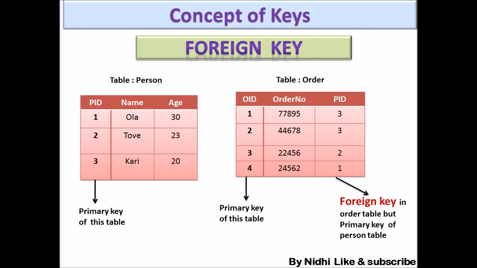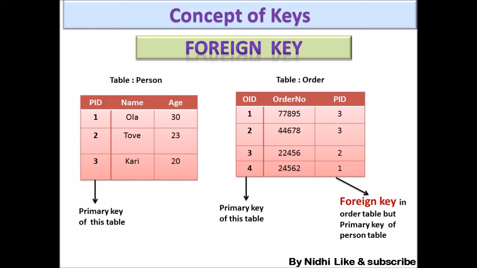So see the columns of table person. We are having three columns: person ID, that is PID, person name, that is name, and person age, that is age. In this table we are having person ID as a primary key. That means it can't hold null values. So for table person we are having person ID as a primary key.